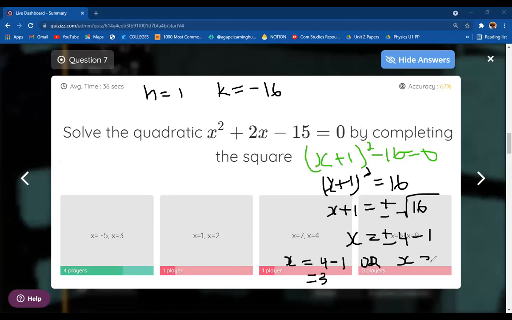Or x is equal to -4 minus 1, and that is -5. That is why the answer is this. Everybody understands that? Yes, miss.